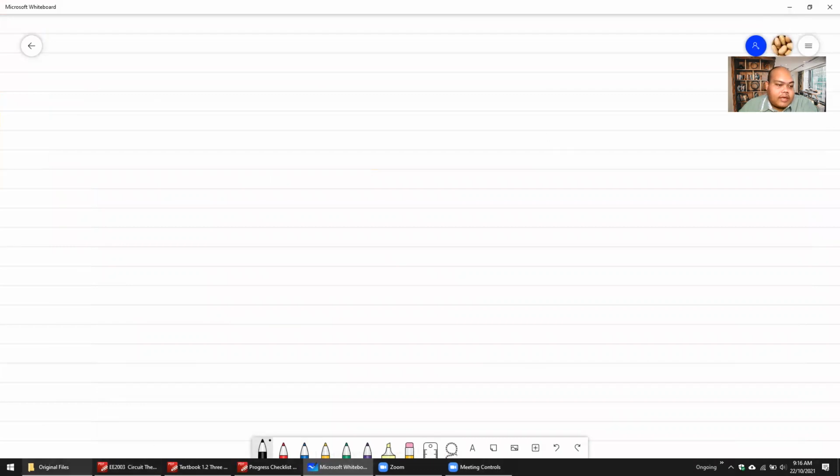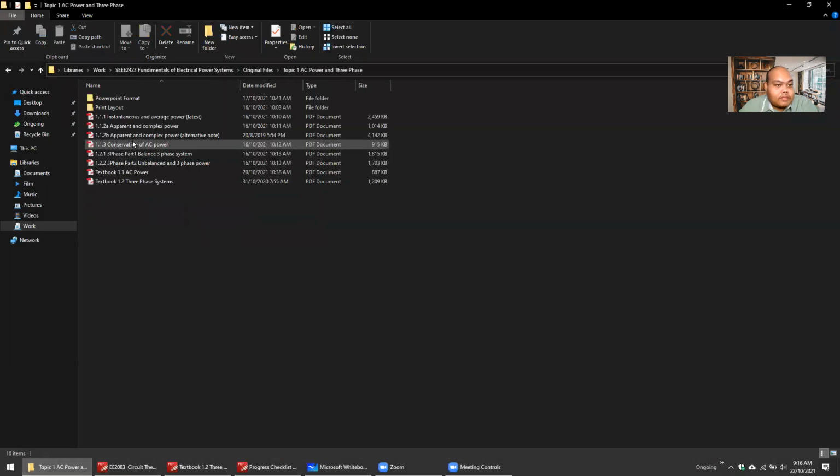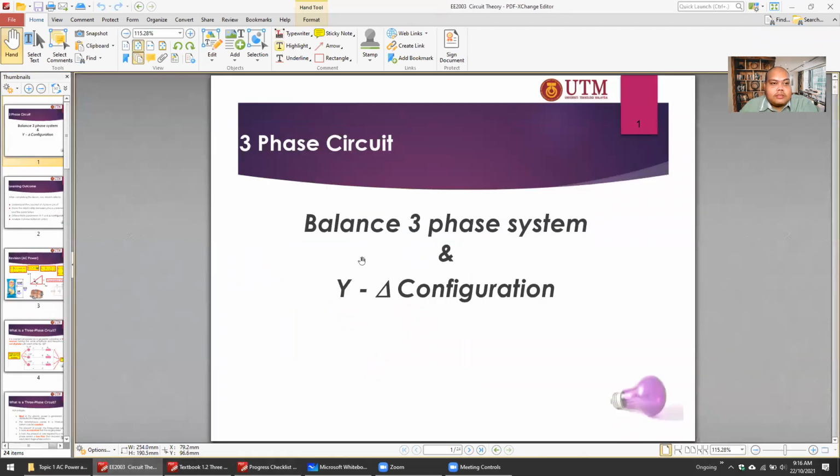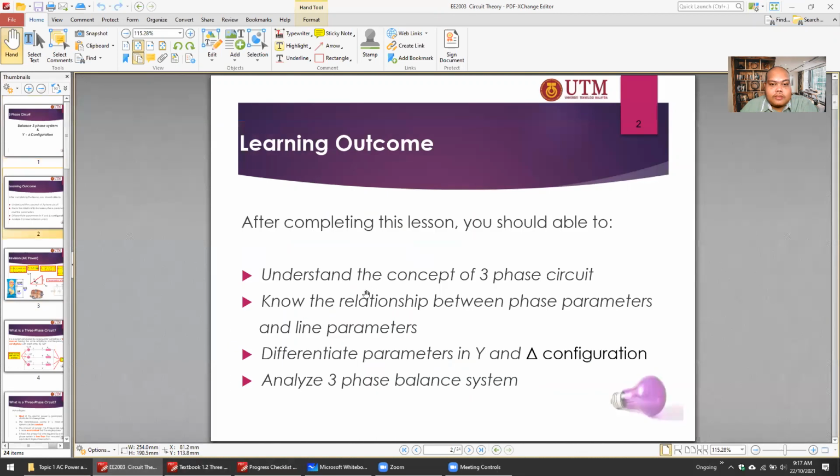First you have to look at the notes. I gave you this one, so you can look at 1.2.1, or you can use the textbook 1.2. Either way is almost the same. Of course you will understand the three-phase concept, the different parameters of star and delta. Why is it star? Delta is the three-phase triangle. So analyze the balanced phase.